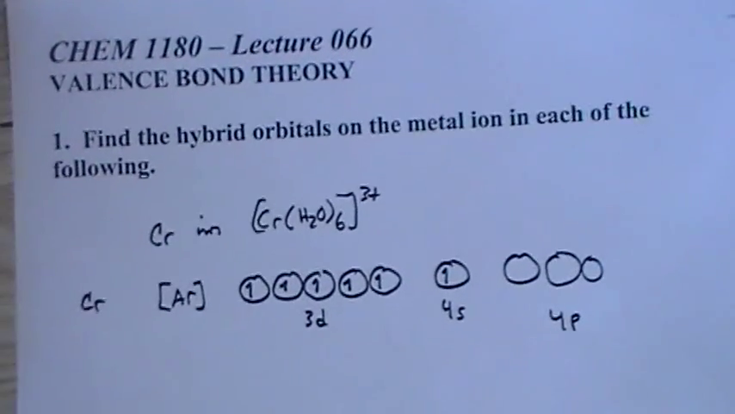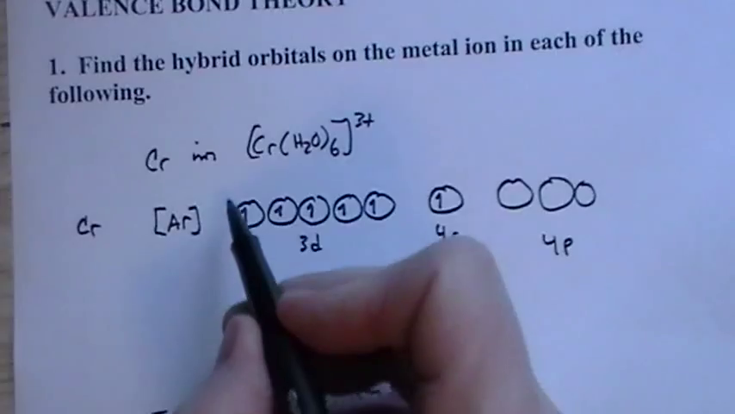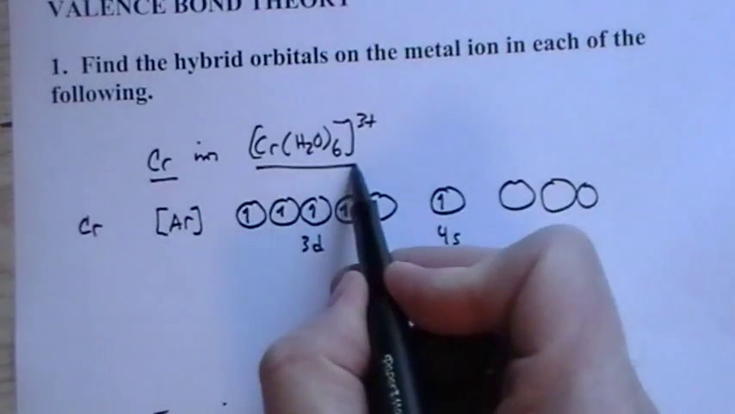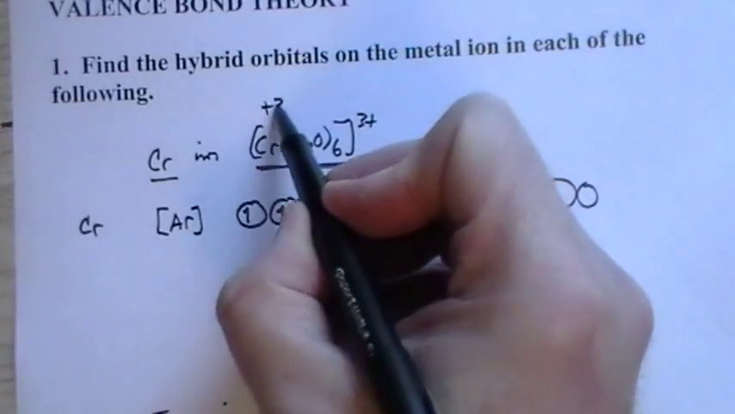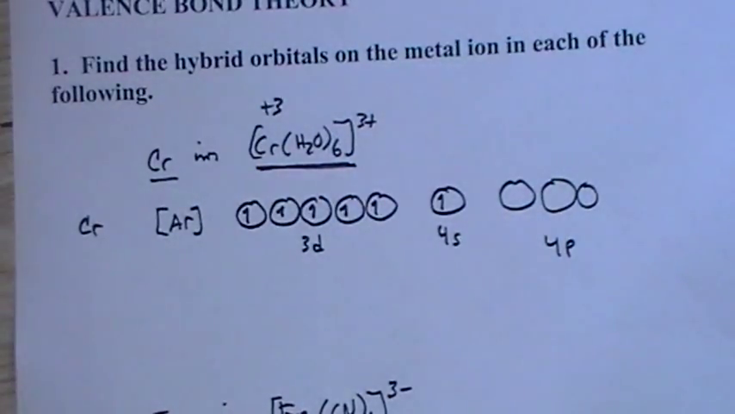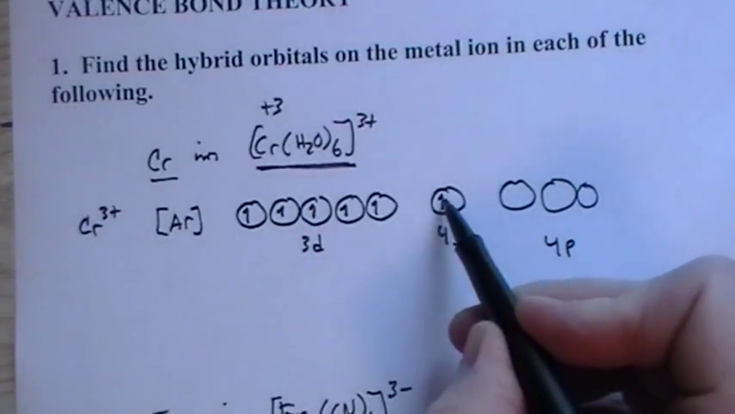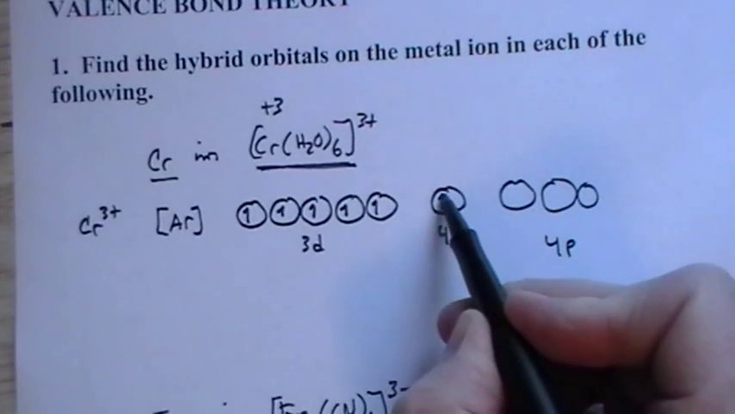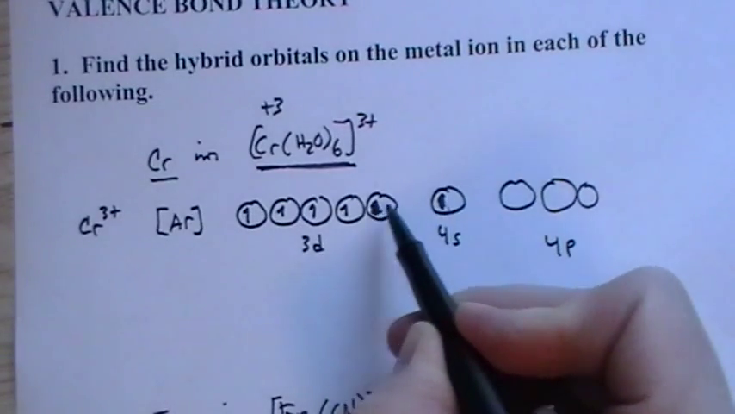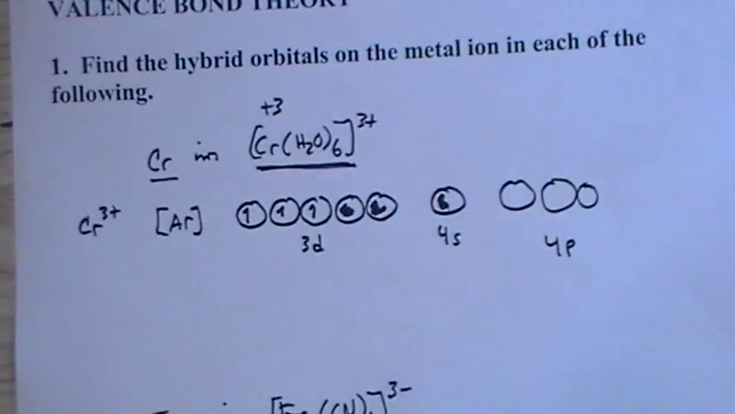Same basic idea though. So we have chromium here. They want to know the hybrid orbital for chromium in this complex. So we need to know the charge on the chromium. It's +3, we can see that. Here's chromium, but chromium +3, we're going to get rid of this. And remember, this is that exception, so that's why we don't have 2 electrons here. So we get rid of 1, 2, 3, just to make sure that you got rid of them.